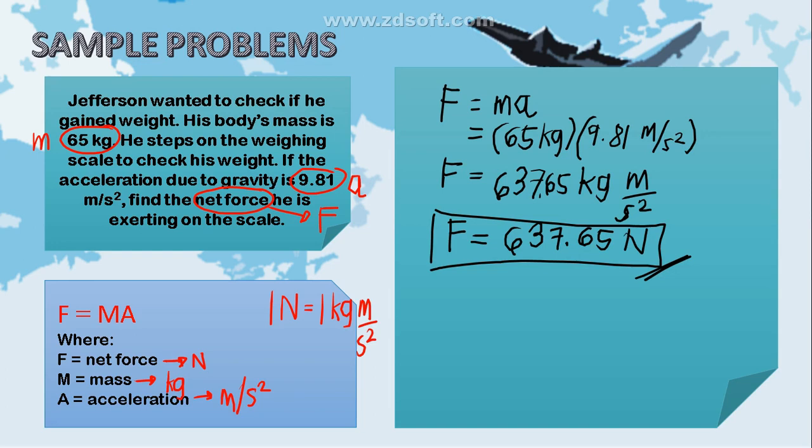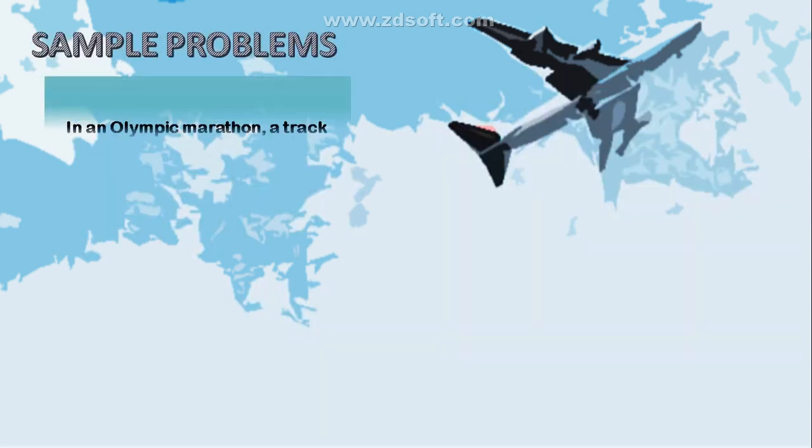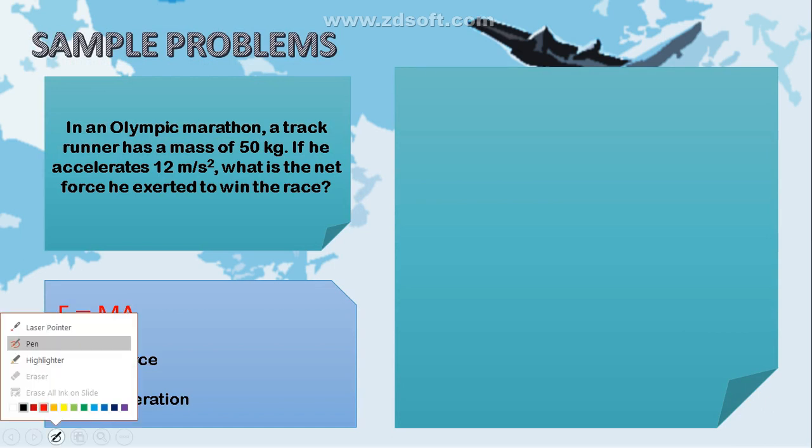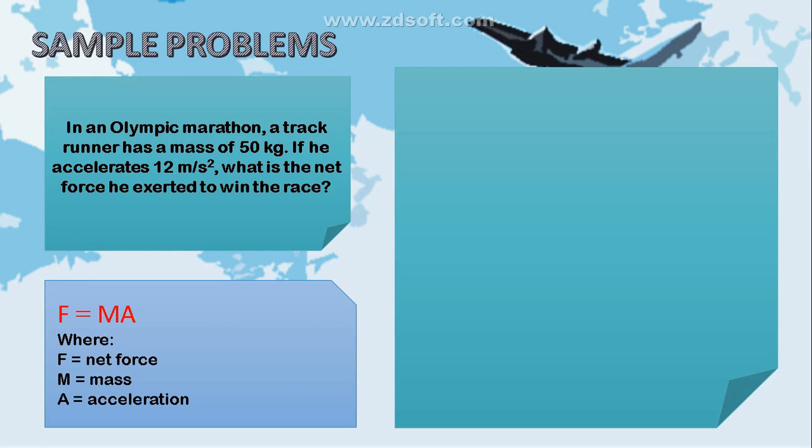Now, if nahihirapan kayo dito sa force is equal to MA, later on, I'll show you a triangle para malaman nyo paano pag hindi na yung force yung hinahanap, paano pag yung mass na, paano pag yung acceleration na. So, later, I'll be showing that to you. And then, this is another example. In an Olympic marathon, a track runner has a mass of 50 kilograms. If he accelerates 12 meters per second squared, what is the net force he exerted to win the race?